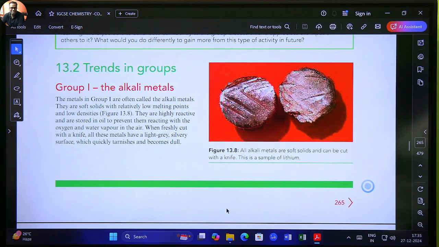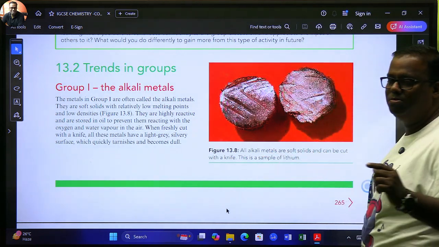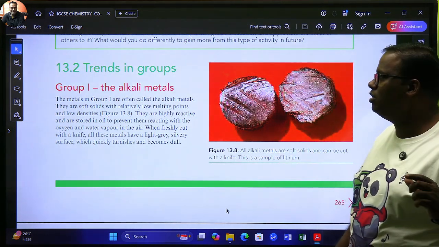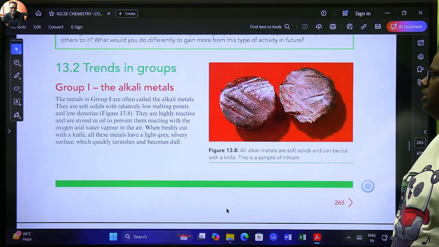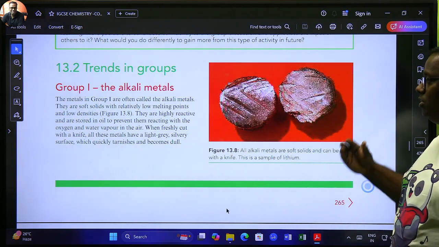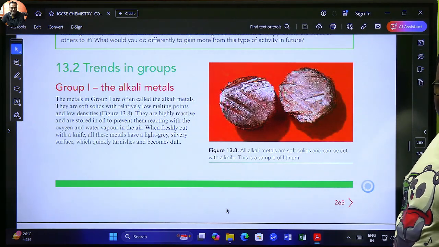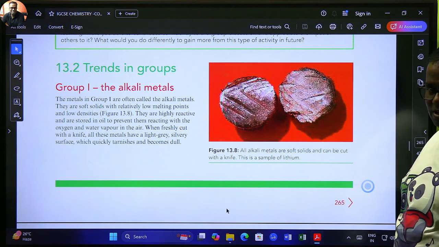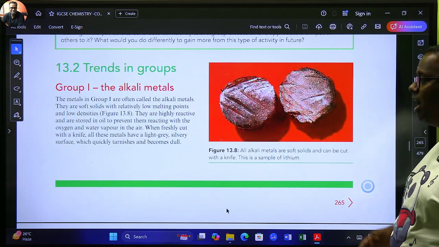Metal means something with which if I strike you, your bones should break. That is the definition of metals in our mind. But these are not metals like your iron, vanadium, and copper. These are called soft metals. So soft that you can cut them with a knife, right? And with relatively low melting points and low densities. So you don't expect them to be very heavy. They are highly reactive.